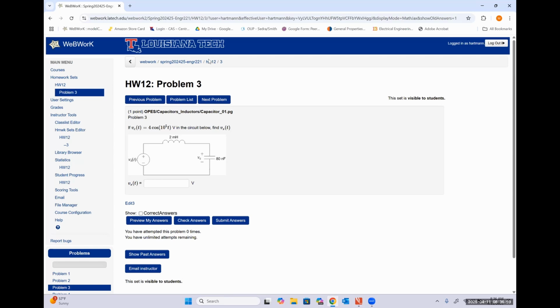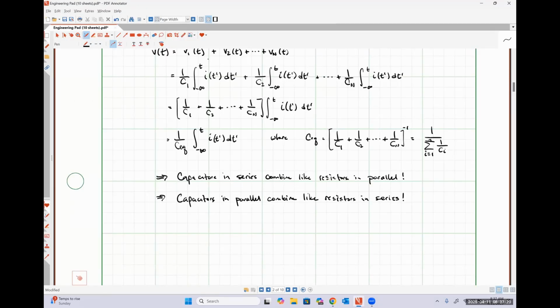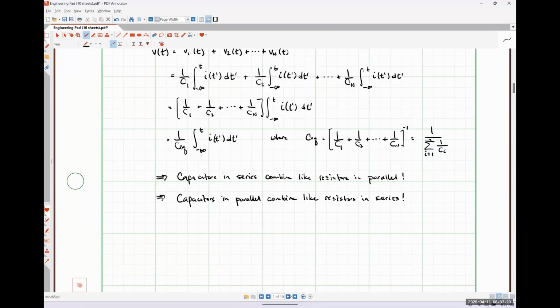Kirchhoff's voltage law, okay? So ultimately here, in this particular problem, we are simply trying to find the voltage drop across our source, and that will be the voltage drop across our inductor plus the voltage drop across our capacitor. So let's take a look at this guy and how we might try to solve it, okay?